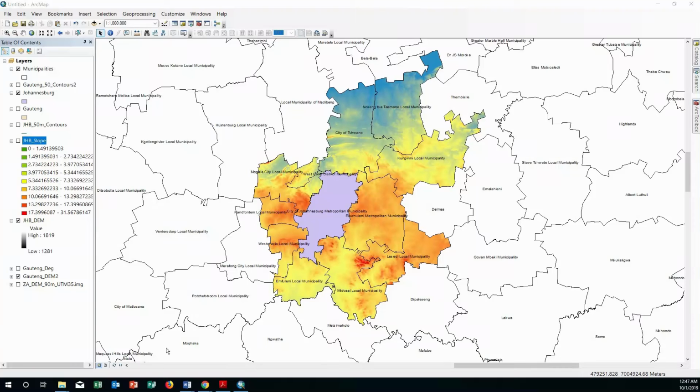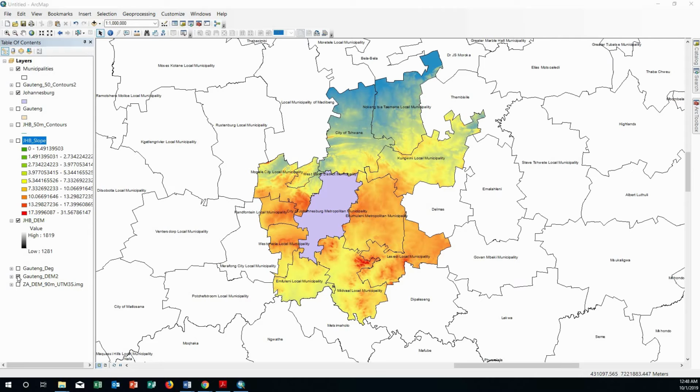Good day, guys. Welcome back to part 4 of assignment 8 for this video tutorial, which focuses on creating the slope analysis as well as the contour lines for Johannesburg, which is what we did for Gauteng earlier on. So I've actually gone about that process already. It's basically just repeating what you did for Gauteng, but now for Johannesburg.